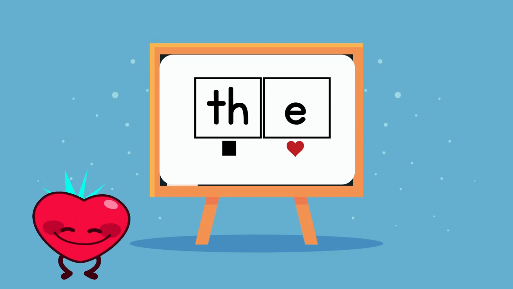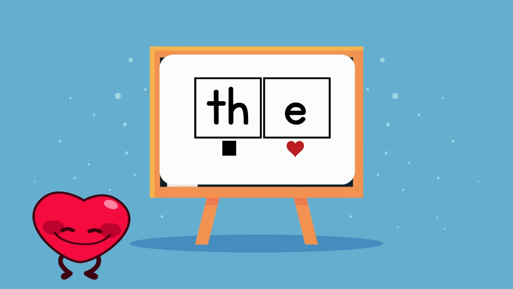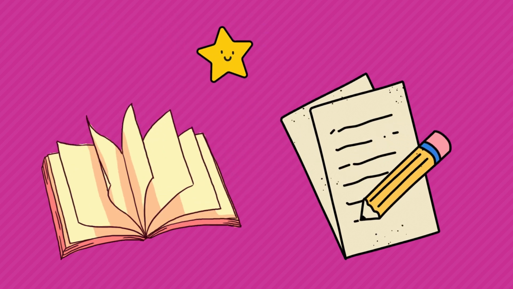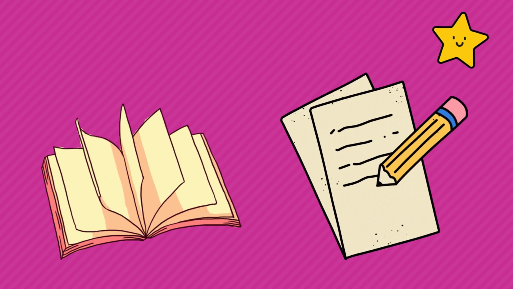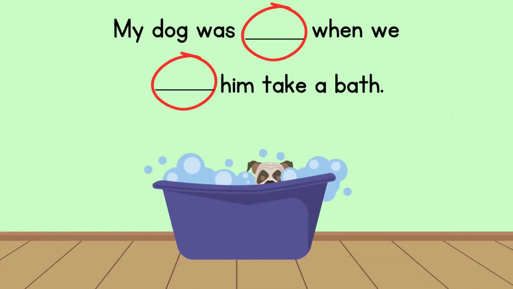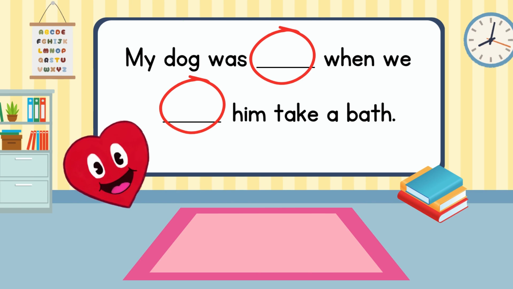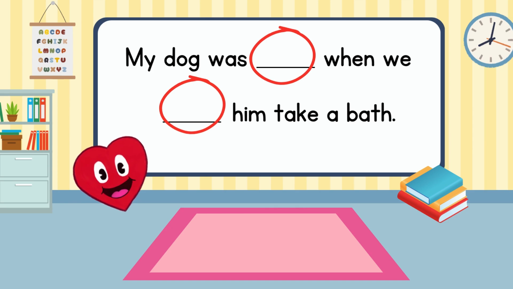You might know me from my heart word videos for those tricky irregular words like the and one. Guess what? Today I'm calling in a special friend to help me with spelling and reading other words. I'll tell you why. I started to write a sentence about my pet dog in my journal. My sentence is, my dog was mad when we made him take a bath. The words mad and made are missing because I'm not quite sure how to spell them.